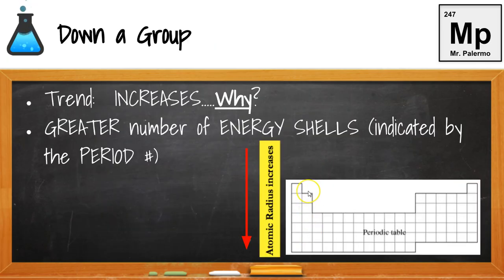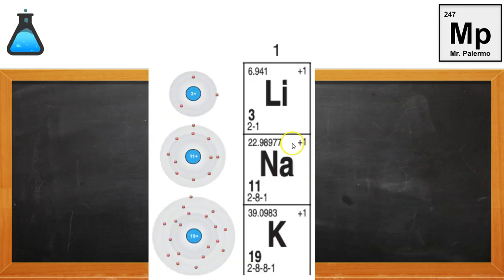Going down any group, there is a general increase in the atomic radius. And that is because as we go down any group, there's an increase in the number of energy levels or energy shells, which is indicated by the period number. So here is group 1. As we're going from lithium to sodium to potassium, you'll see the overall size gets larger because lithium has only 2 shells, sodium has 1, 2, 3 shells, and potassium has 4 shells. So more energy levels, a larger atomic radius.